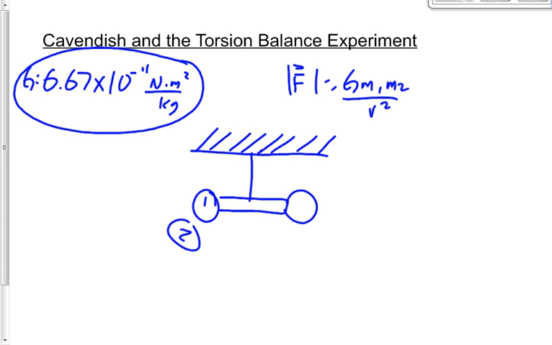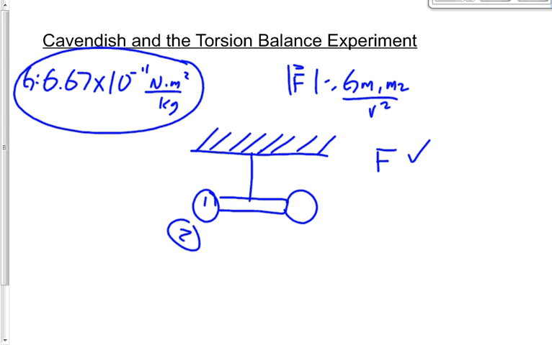That's what Cavendish would have done. He would have brought mass 2 nearby mass 1. This string would have twisted as a result of that, just like your swing set does. He could have measured the value of the force of attraction simply by seeing how much the string twisted. Just like you could figure out how much force you applied on that swing set simply by looking at how much the swing set twisted, the torsional properties of the swing set.